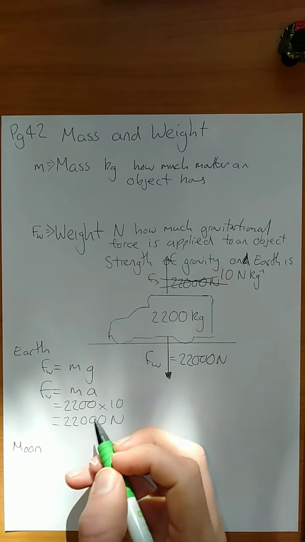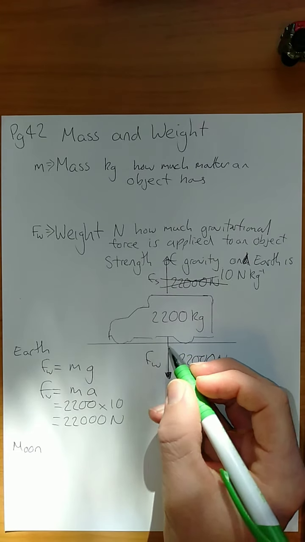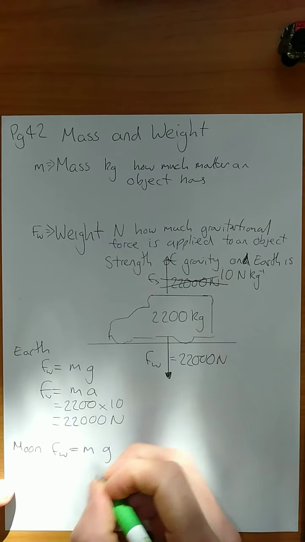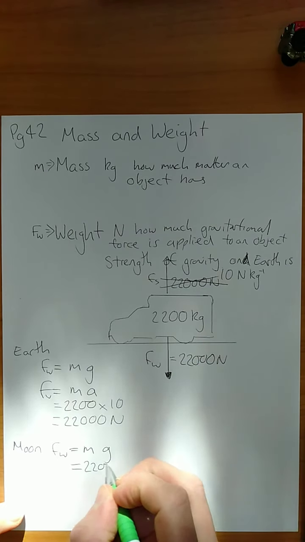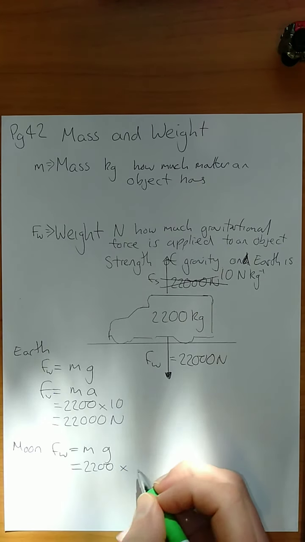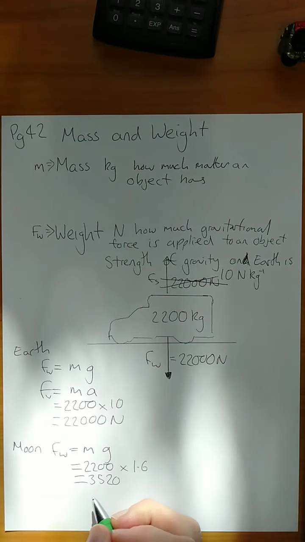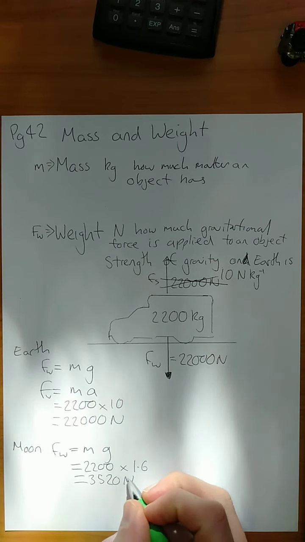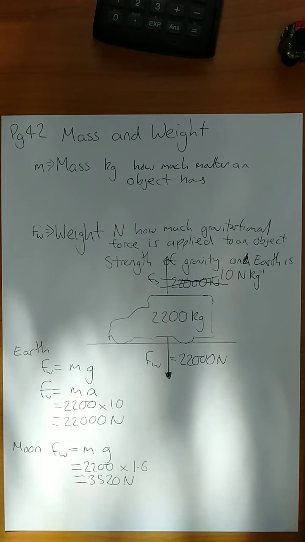Alright, we'll do a quick calculation to find out what the weight force of our ambulance will be on the moon now. So same formula, force weight is equal to mass times gravity. Remember, mass doesn't change just because we've taken it to the moon. It's still 2,200. But the gravity on the moon is much less. So we're just going to be timesing it by 1.6. Alright, so you can see that on the moon, it's only 3,520 newtons. Mass is the same, weight is significantly less.